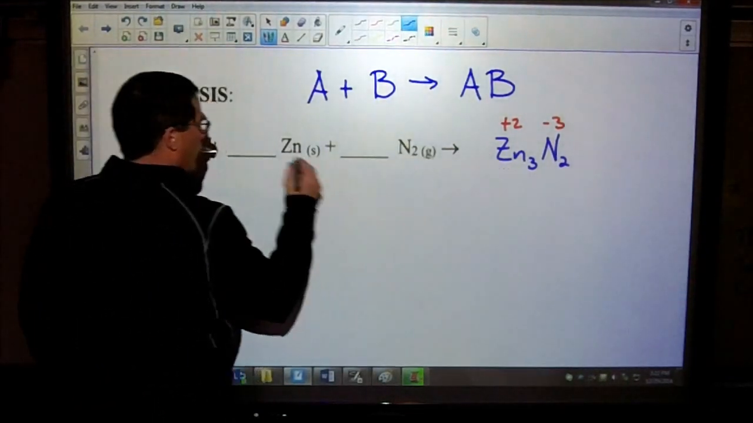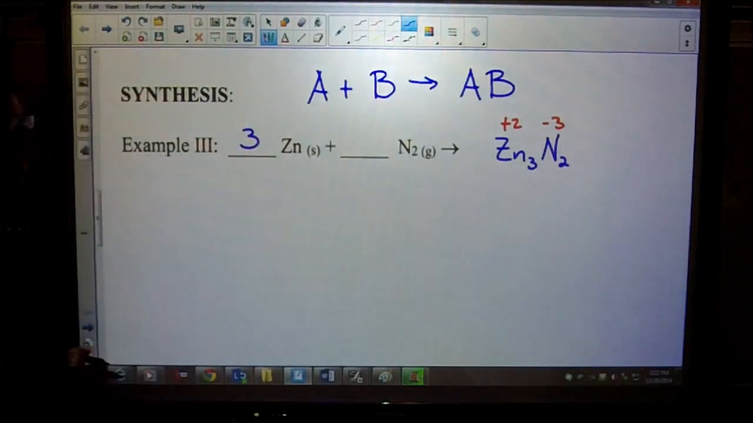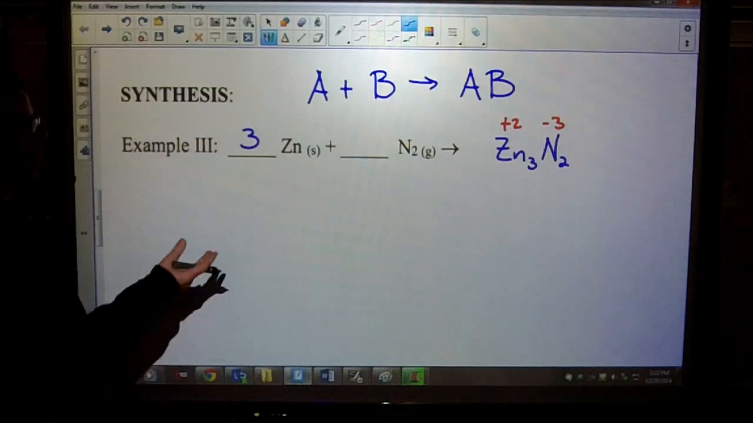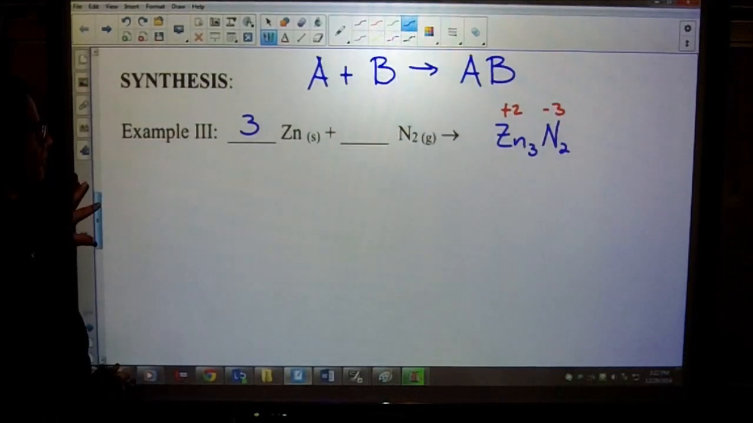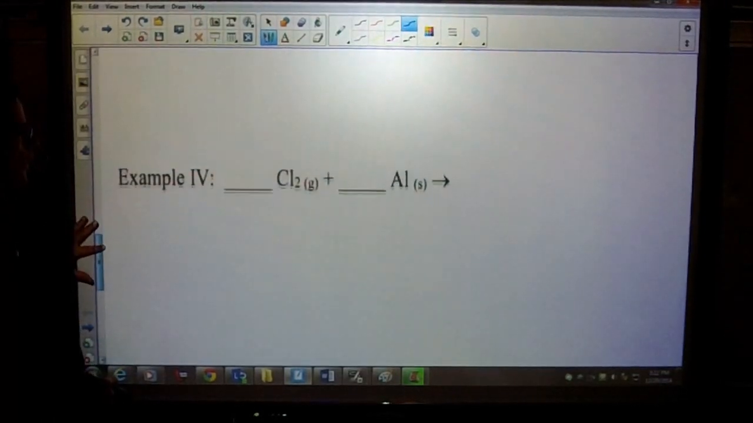The zinc, we have 3 over here. We need a 3 there. If you need to do the inventory, by all means do the inventory, but I won't do it on these types of problems. All right, looking at the next one.